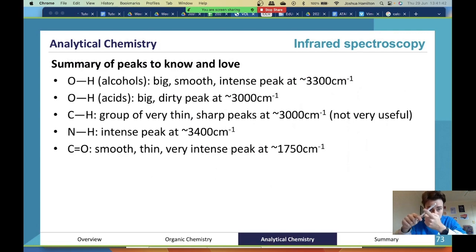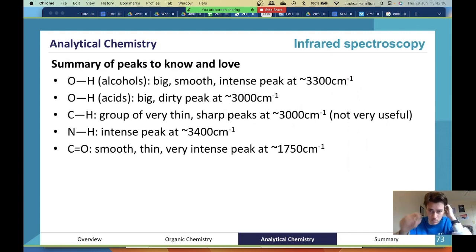So OH alcohols. This is when it's just an alcohol. You get a big, smooth, but intense, which means it goes all the way down to the bottom, peak at 3,300 centimeters. So it's smooth and it's big. OH for acids, you get a big dirty peak, and we will show the difference between them, so don't worry. But it's just huge. It's a mess. It sort of engulfs multiple things.